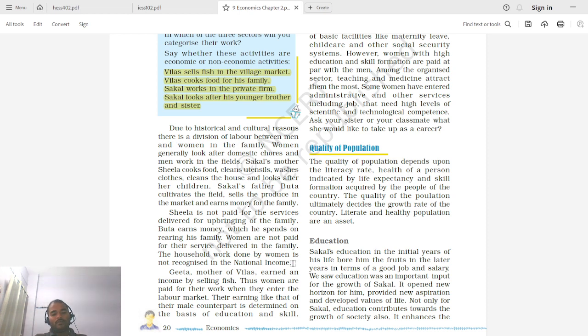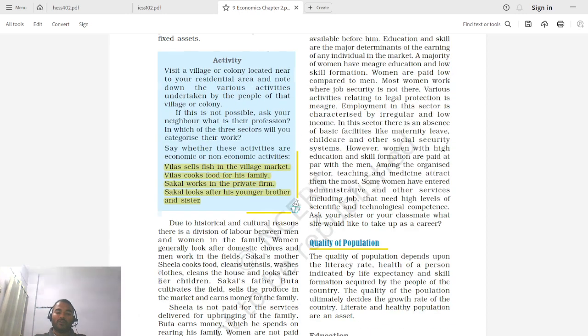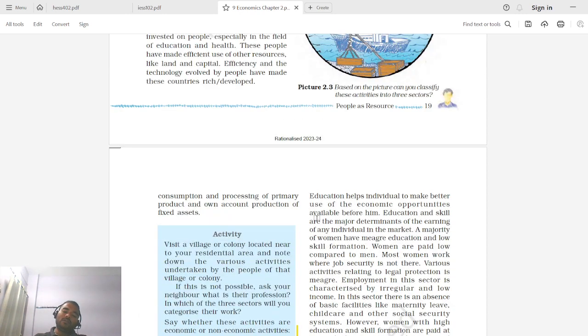So Geeta, mother of Vilas, earned an income by selling fish. Thus, women are paid for their work when they enter the labor market. Their earning, like that of their male counterpart, is determined on the basis of education and skill. So Geeta used to sell fish in the market and get some money for this, because when a woman steps out of the house and gets some work done, she is paid, but for household activity she is not paid. So, unlike what is assumed, a woman can also earn high wages because of her skills and education.